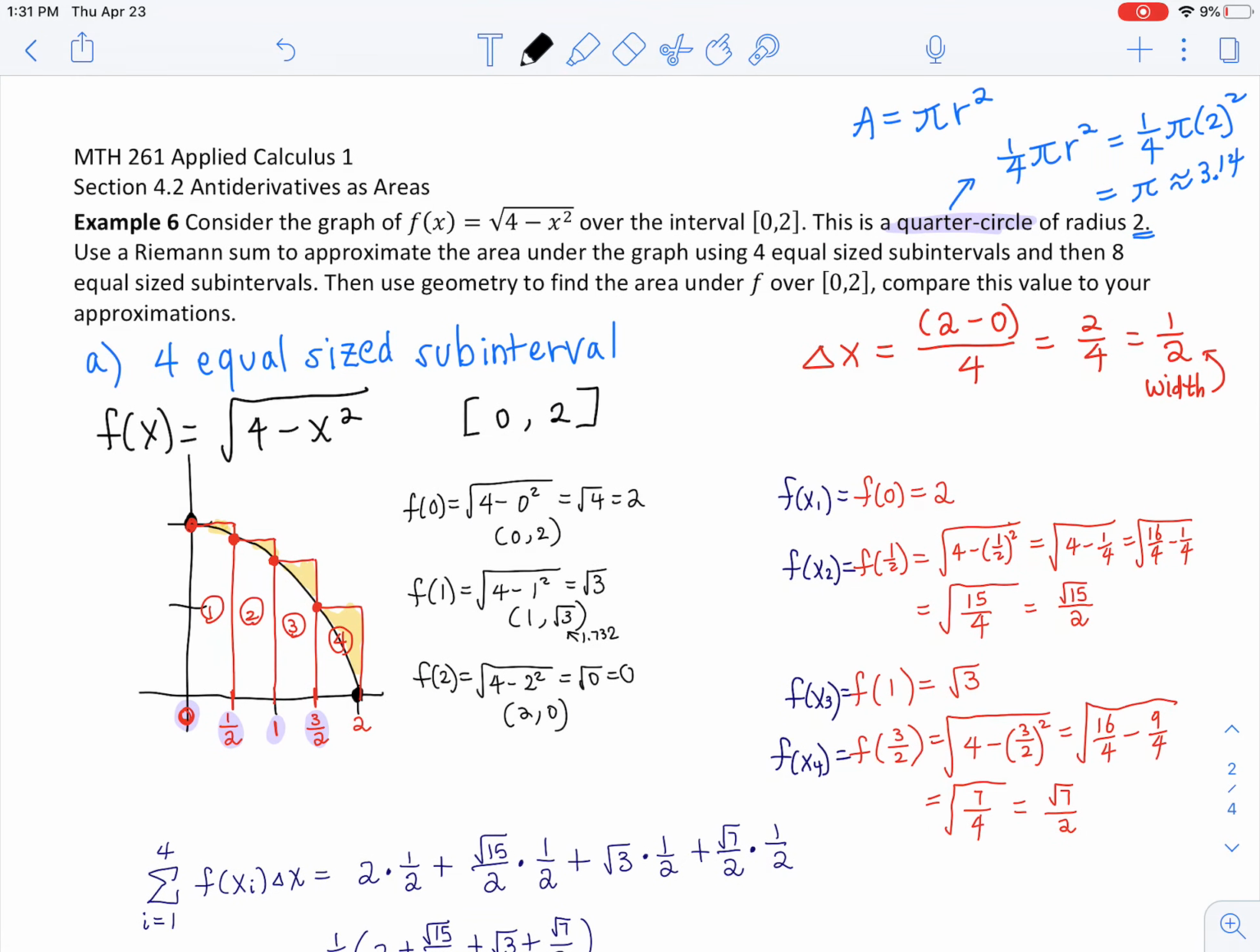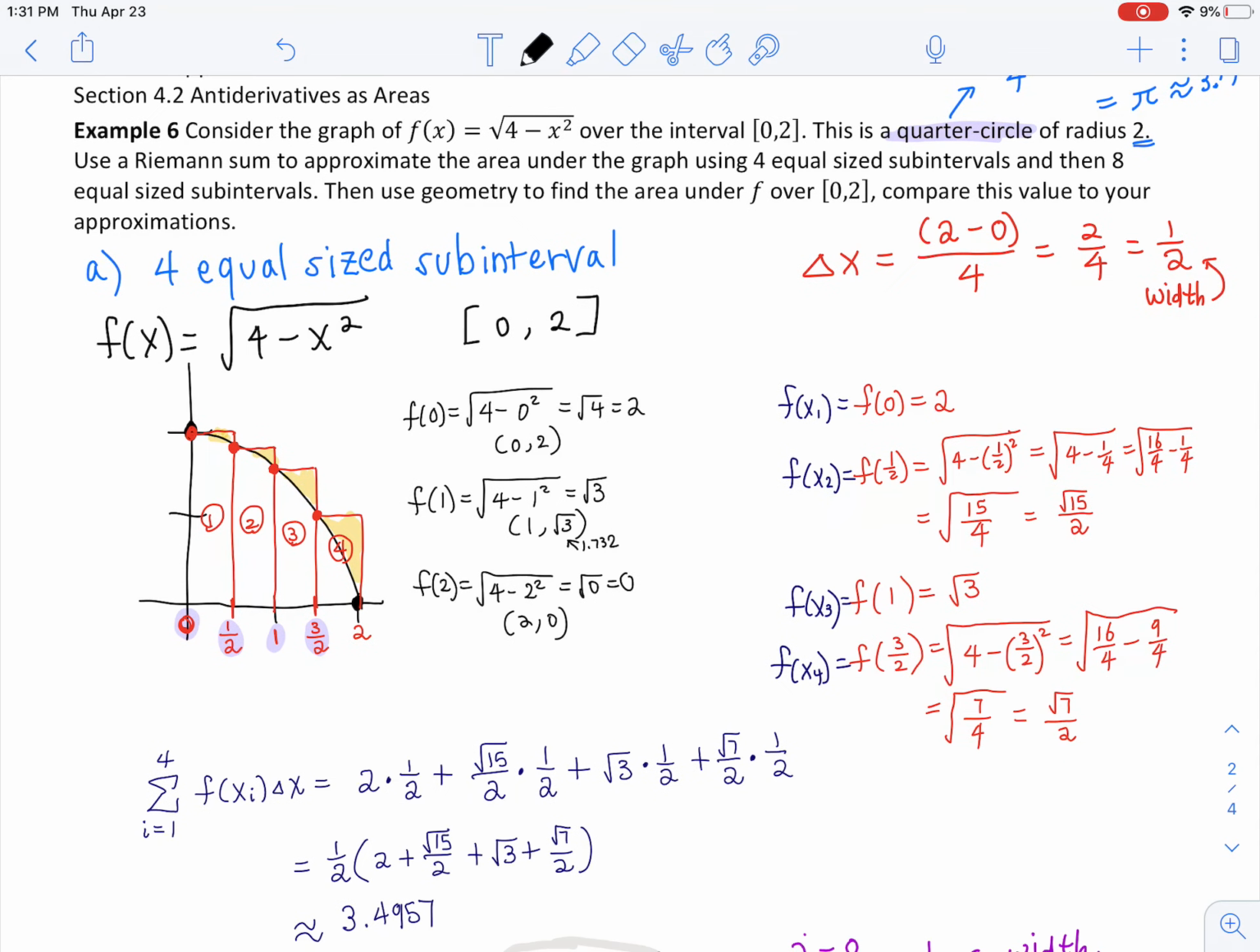3.3398 198 982. I'll just round it up to about that much. So notice we got a little bit closer to the pi, a little bit closer to 3.14, which is the actual area under this curve, than when we used 4 equal size subintervals.